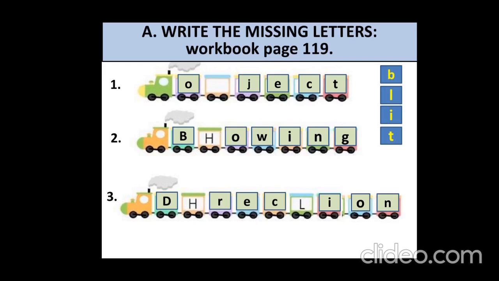Number 1, O dash J-E-C-T. So a train is an object. So after O, which letter will come here? B. So now the word becomes object. O-B-J-E-C-T. Object. Right?